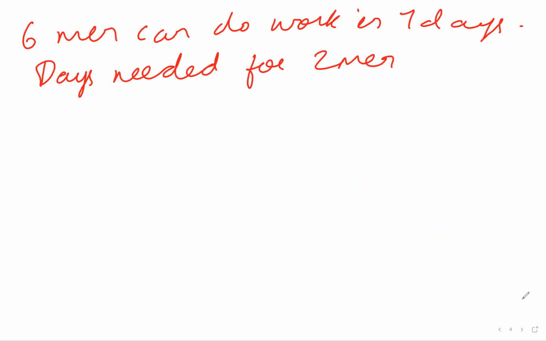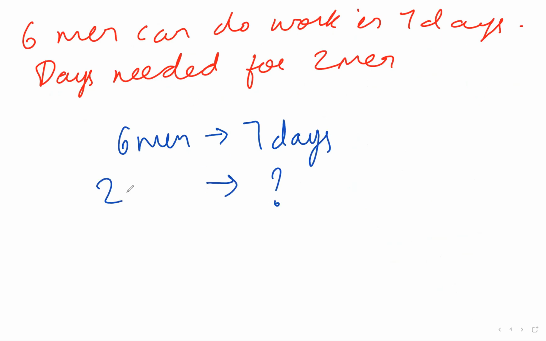Next. 6 men can do a work in 7 days. How many days are needed for 2 men to complete the work? Now, what is the logic? More men, fewer days are needed to finish the work. Less men, definitely more days are needed to finish the work.